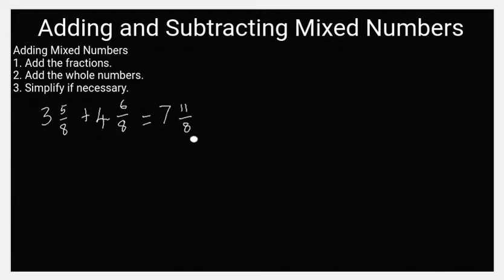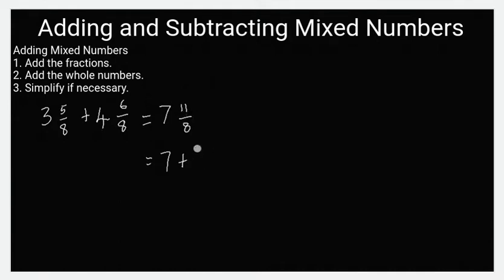This fraction is improper because the numerator is greater than the denominator. And our fractions should always have the numerator lesser than the denominator. So what do we do? We change this fraction into a mixed number again. So this will be 7 plus how many eights? How many sets of 8 can you find in 11?